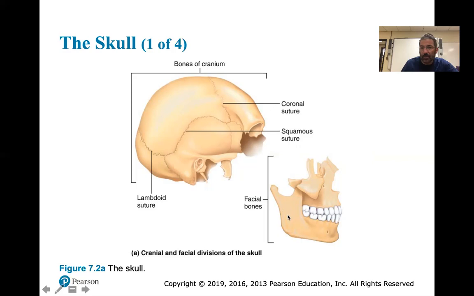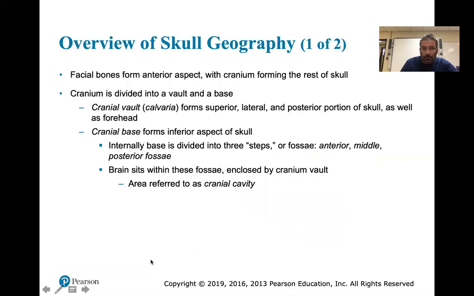Here are some of your facial bones: maxillary, mandible, and the TMJ, the temporomandibular joint, in there. Facial bones form from the anterior aspect of the cranium, forming the rest of the skull. The cranium is the part encasing the brain. The cranium is divided into a vault and a base. Right? The cranial vault, the calvaria, forms the superior portion.